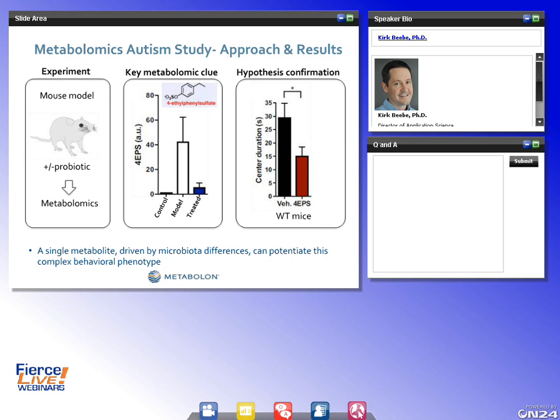And in the second panel, what you can see is that in the autism model mouse in the middle, the white box here, there are very high levels of 4-ethylphenyl sulfate, a metabolite whose genesis is from the microbiota. And as may be expected, these levels of 4-ethylphenyl sulfate were cleared, shown in the blue box, in the animals treated with the probiotic.